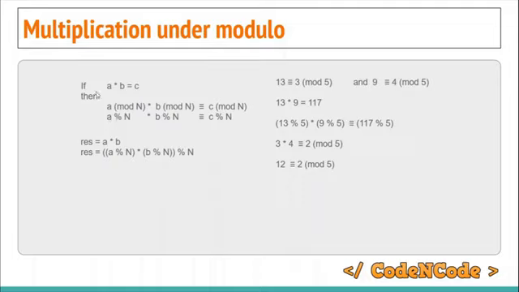If we did not have this formula, we would have to go through this, and we would be forced to use the boost library in C++, or BigInteger in Java. But since we know that a times b modulo n can now be calculated using this formula, we can work around that overflow condition.